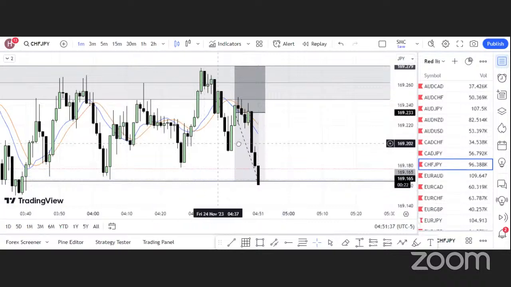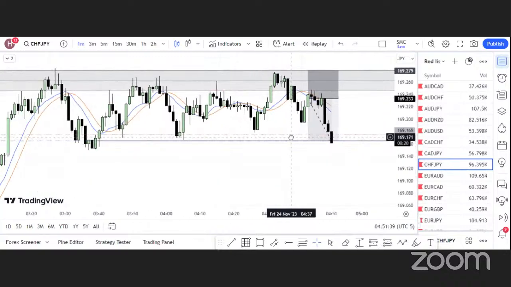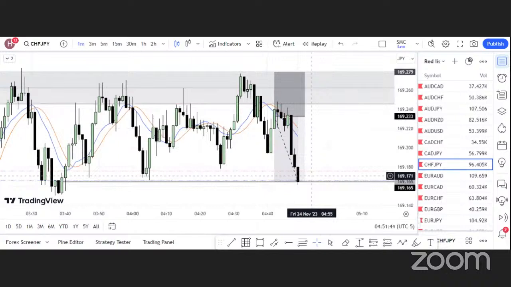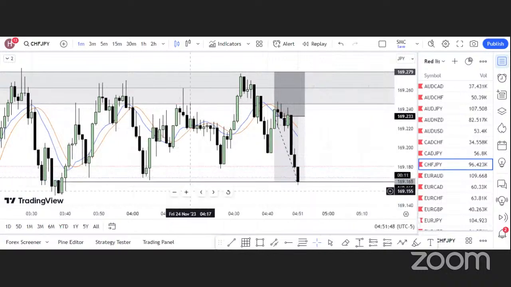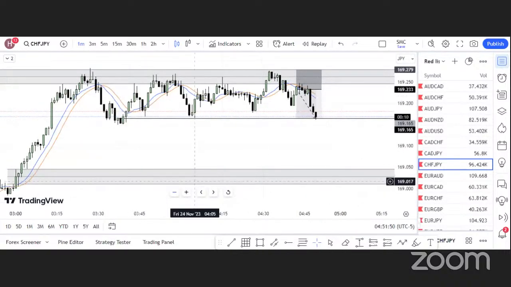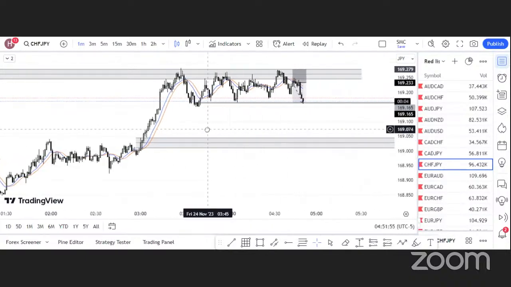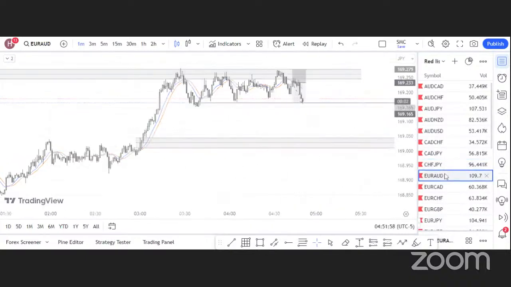So guys, you see, our first trade we had to close. Then the second one gave us a very good profit. So I think we still have little more minutes here. Let's look for another one. Let's see if we can get another setup before the end of our session.